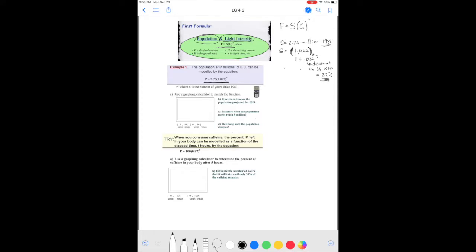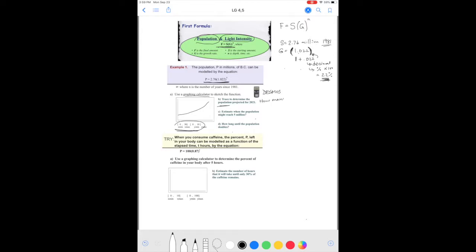Okay, now it says using the graphing calculator. We're going to use Desmos, not a graphing calculator this year. So you can get that at your app store. Now, if we put the data in and we use sort of this window set here, we should have a graph that sort of looks like that. Okay, now let's answer this first question B. What is the population projected in 2021? Well, the first thing is, how many years is that?